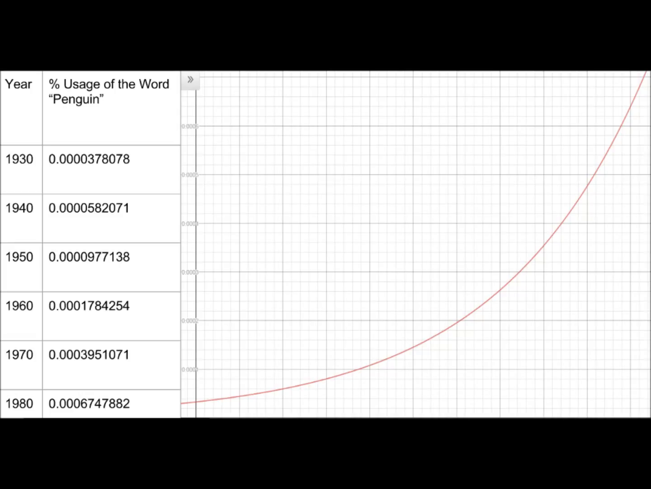A reasonable domain for this data is 0 to the end of time because it's years after 1930, so until the world ends, people were more than probable right about penguins. A reasonable range for this data would be less than 1% and more than 5 times 10 to the negative fifth.